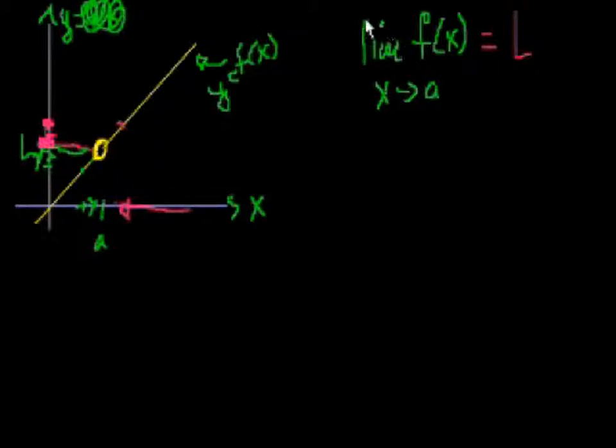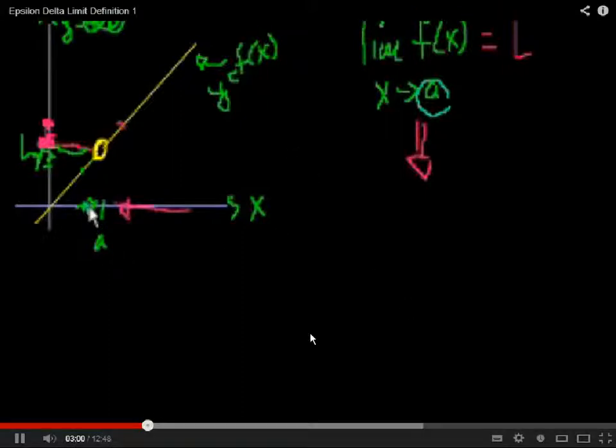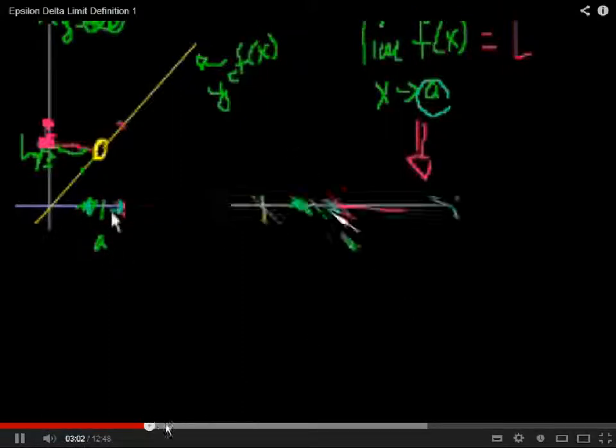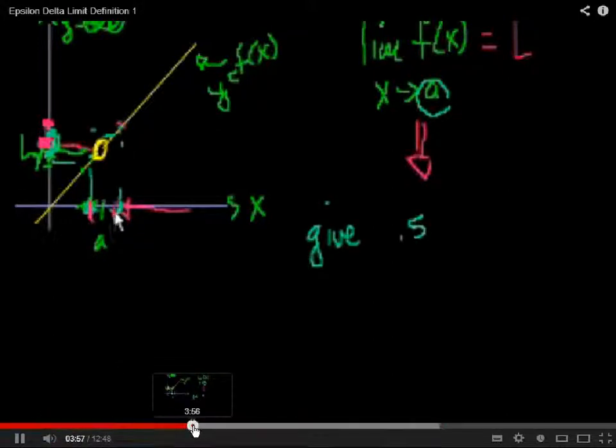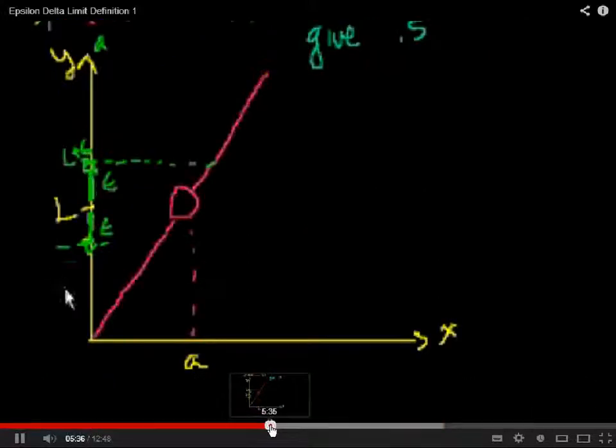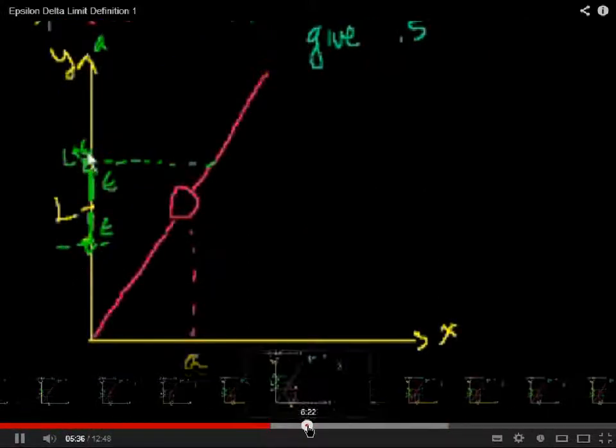This statement right here means that I can always give you a range about this point. And when I talk about range, I'm not talking about the domain range. I'm just talking about a distance, such that f of x will always be at least that close. This would be the L minus epsilon range.